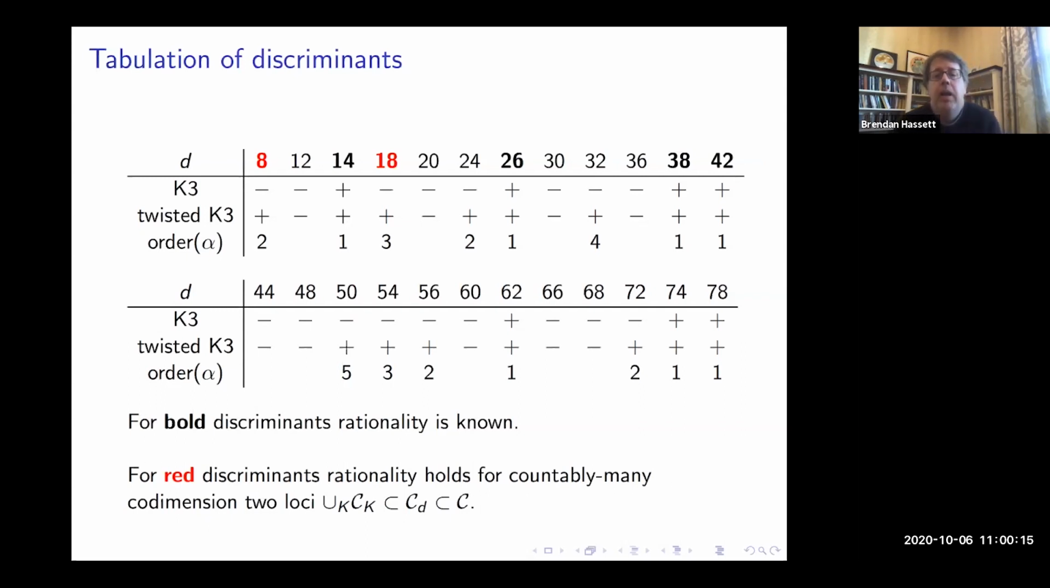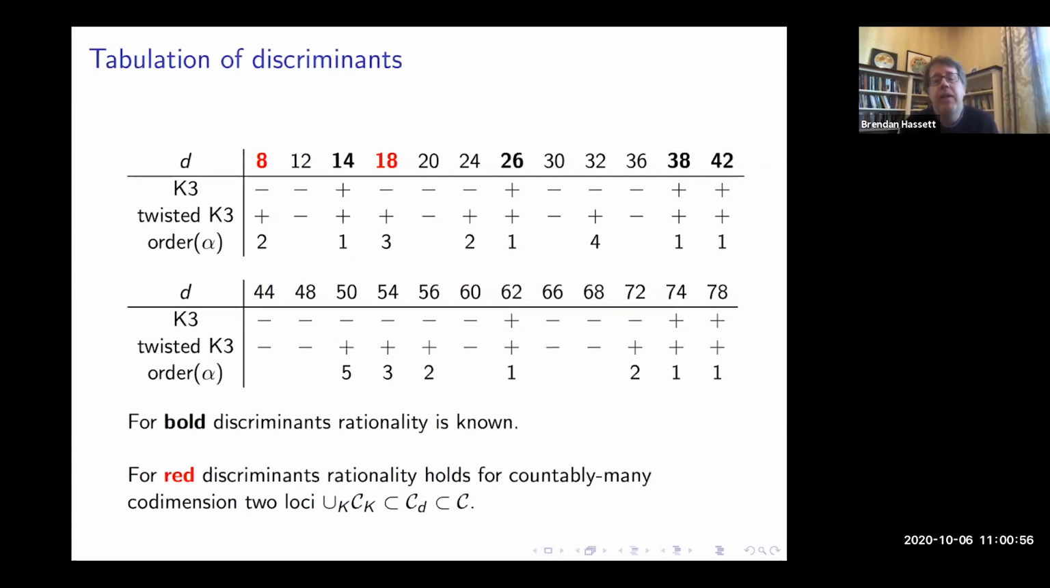The purpose of the slide is just to give you an overall sense of where things stand from the perspective of this classification. For the bolded discriminants, which are 14, 26, 38, and 42, rationality is now known. For the red discriminants, these are cases where you do not have an associated K3, but you have a twisted K3. Rationality holds for countably many codimension 2 loci in the moduli, or divisors in the relevant C_D.